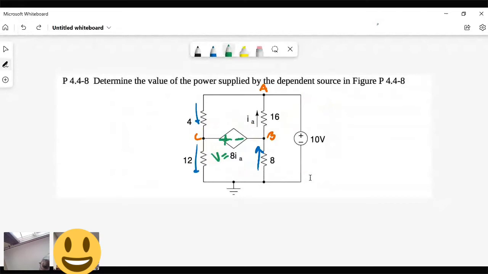So we'll do the 10-volt source. At the 10-volt source, that basically is going to tell you that VA equals 10 volts because you have the plus on VA and the minus is on the ground. Makes some sense? And so it'll be the plus term minus the minus term. So it'll be VA minus VG equals 10, which just ends up being VA equals 10. Cool?